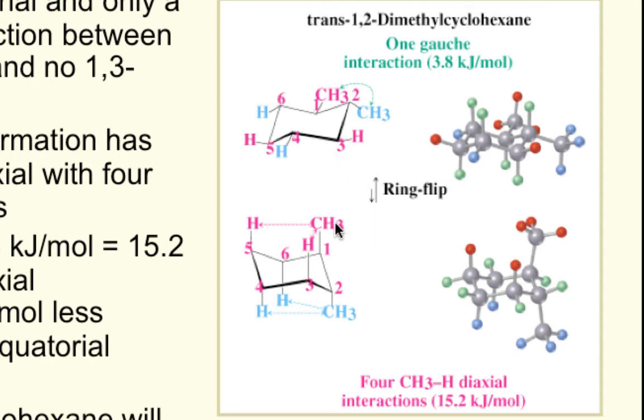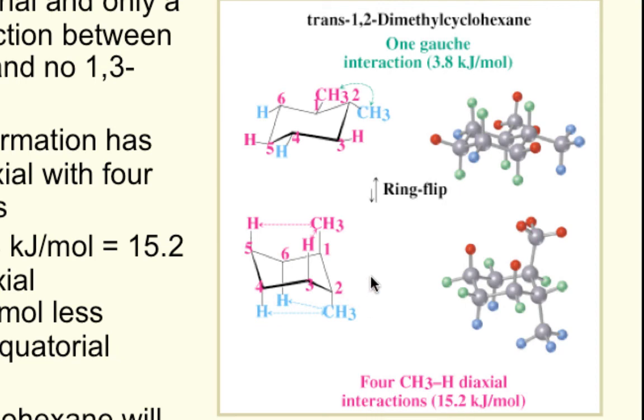Okay, let's see what that means. Taking your model, flipping it, you're going to see that one of the methyl groups is axial above the plane, and the second methyl group is axial below the plane. That means that above the plane we have a CH3 hydrogen interaction and a second CH3 hydrogen interaction. We saw before that was 7.6. Also beneath it, we still have a CH3 hydrogen interaction and another CH3 hydrogen interaction, another 7.6. Add those together, that's 4 CH3 diaxial interactions.